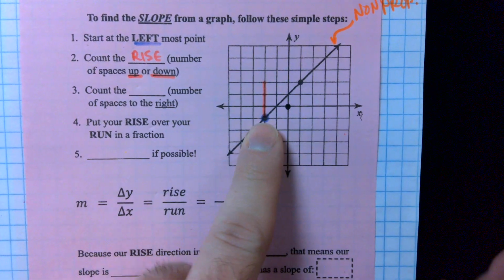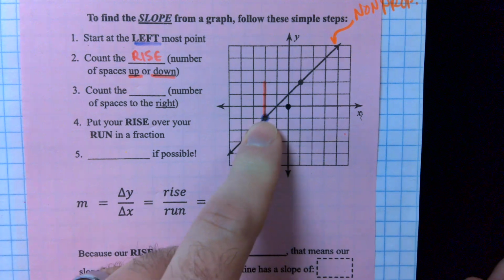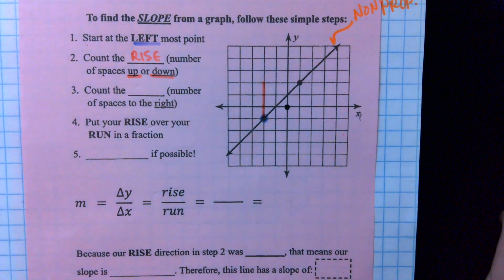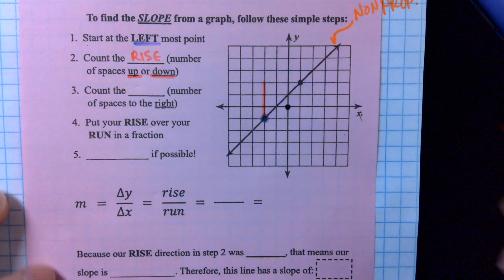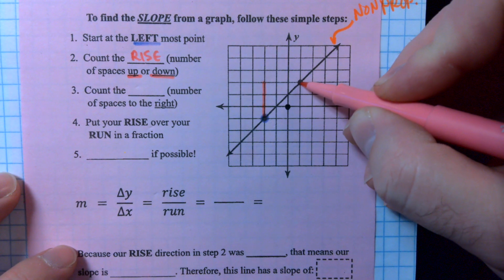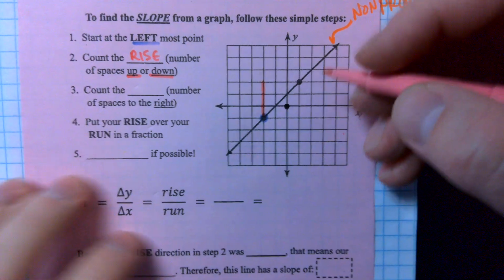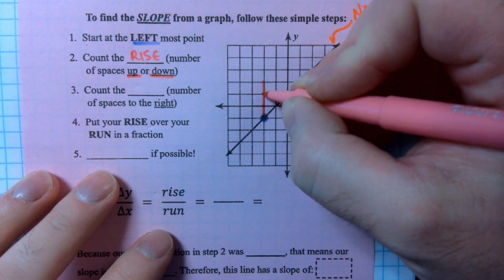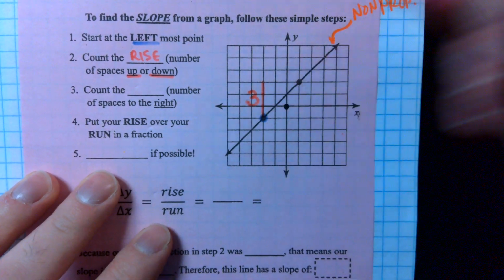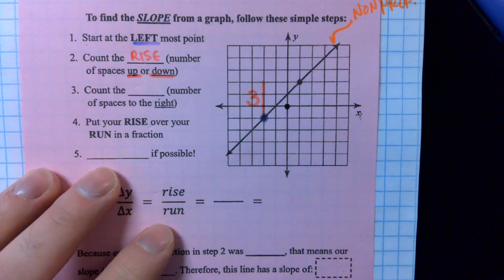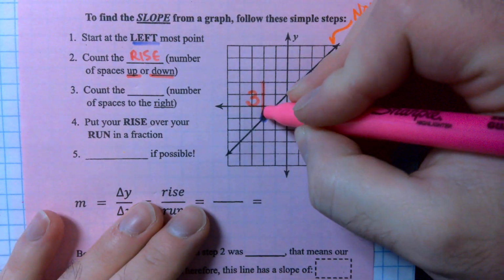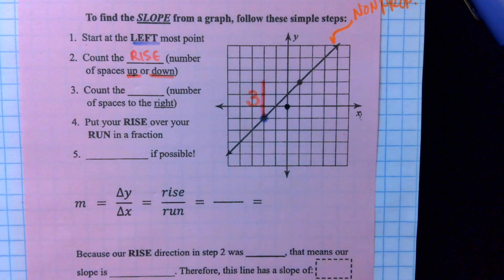Why did I only go 3 spaces up? Why didn't I go 4 spaces up? Phaedra? That's right. My second dot is right here. I only want to go as far up as I can until I'm in line with that second dot. So I rose 1, 2, 3 spaces. Go ahead and draw a little 3 next to that pink line. You can do it with your highlighters. 1, 2, 3 spaces up.